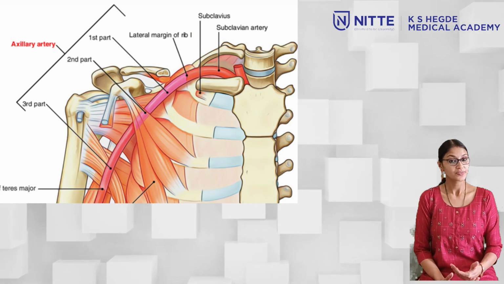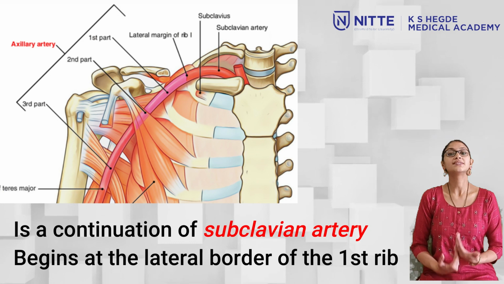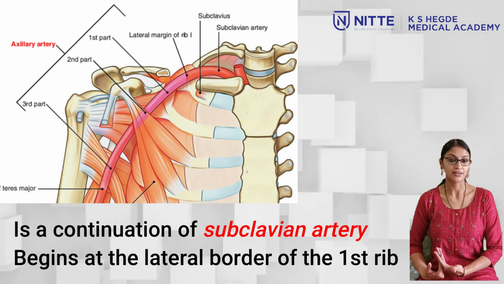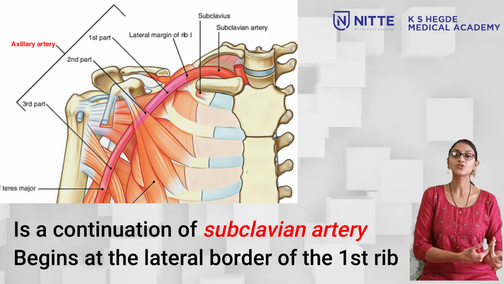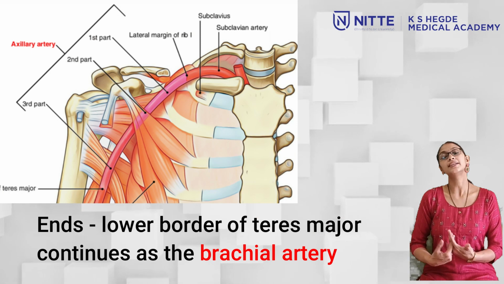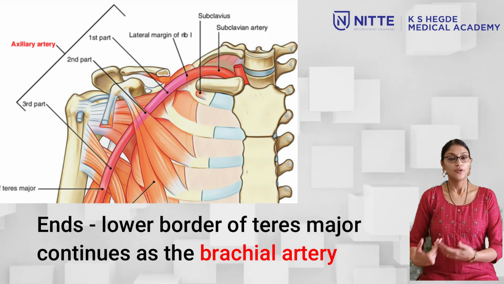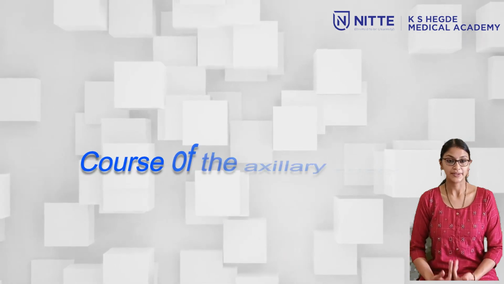The axillary artery is the chief artery of the upper limb, which is a continuation of the third part of the subclavian artery. It begins at the lateral border of the first rib and ends at the lower border of the teres major muscle, from where it continues as the brachial artery.